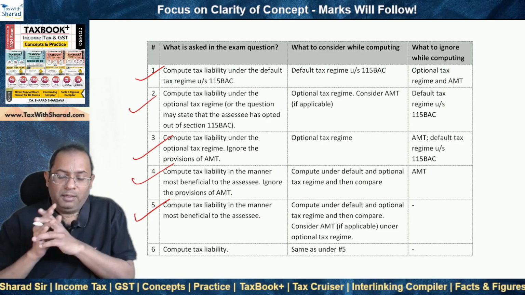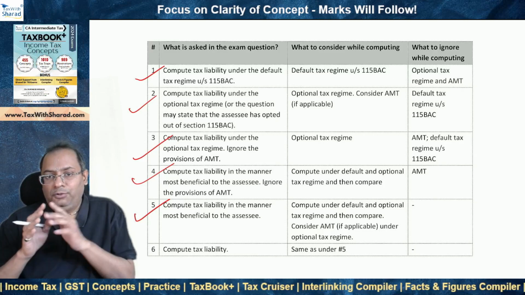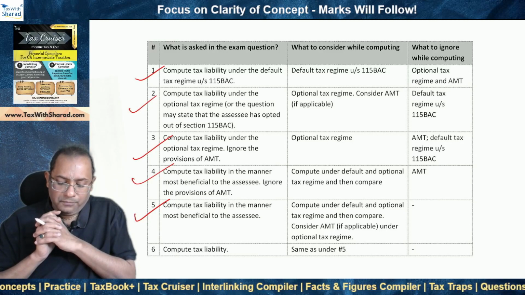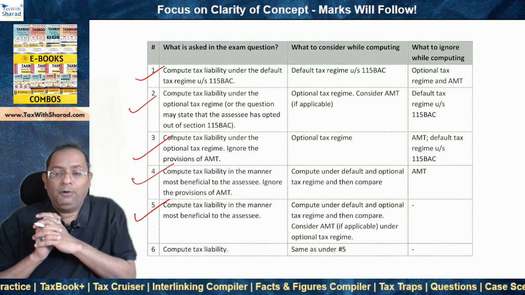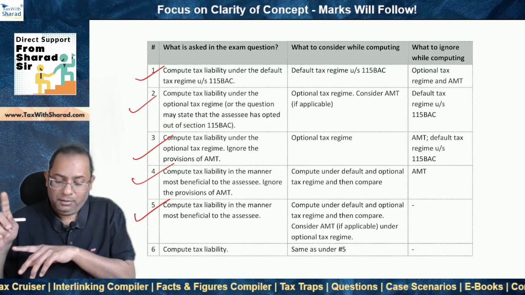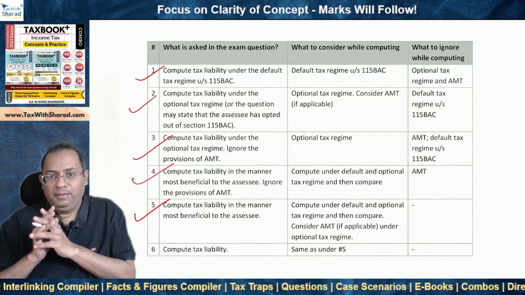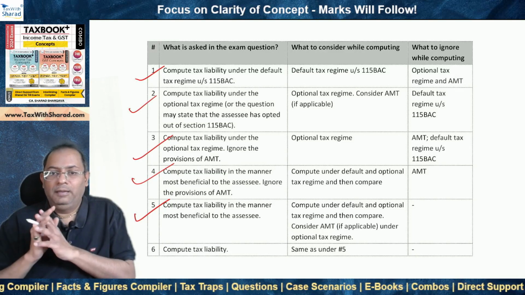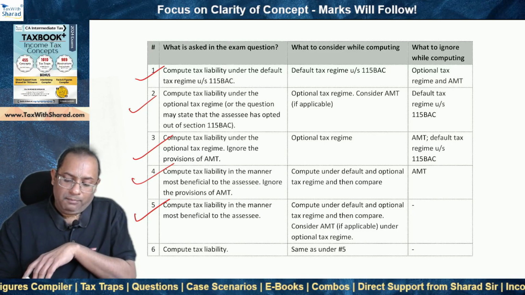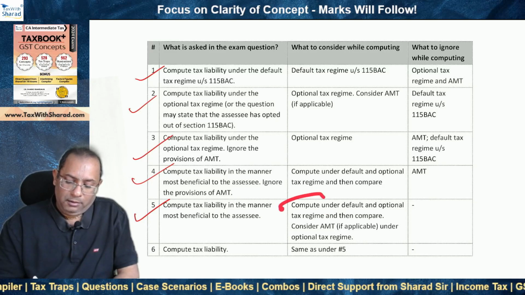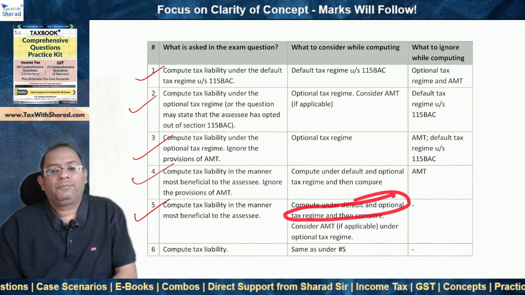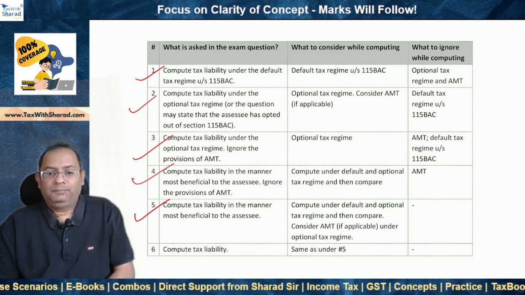make computation in 2 parts. Under the optional tax regime, you will first make the computation without applying AMT. And in the second part, you will make the computation after applying AMT. And then you will figure out whether AMT is applicable or not. Right? And then you will compare your computation under the default tax regime and the optional tax regime and figure out which is more beneficial.